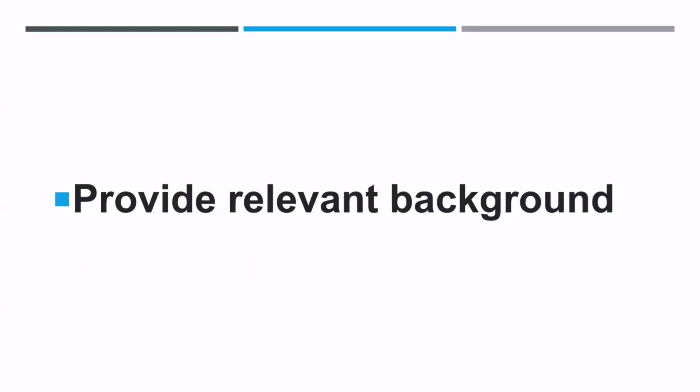Number 3, provide relevant background. A good introduction also needs to contain enough background information to allow the reader to understand the thesis statement and arguments. The amount of background information required will depend on the topic. There should be enough background information so you don't have to spend too much time on it in the body of the thesis, but not so much that it becomes uninteresting.